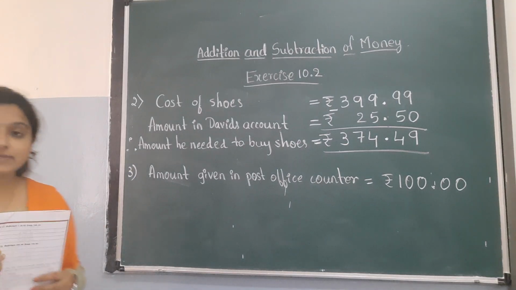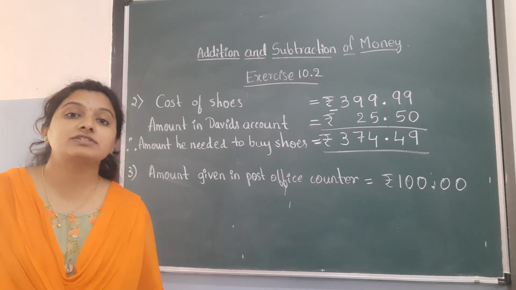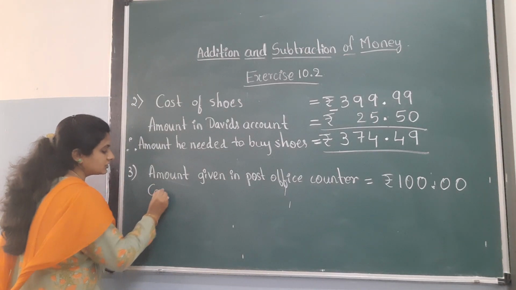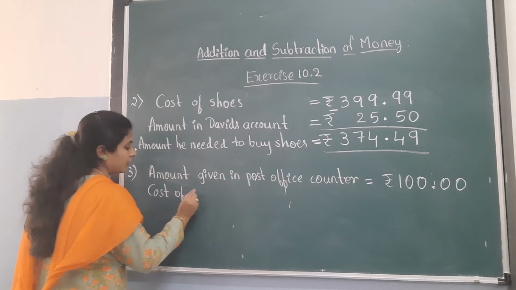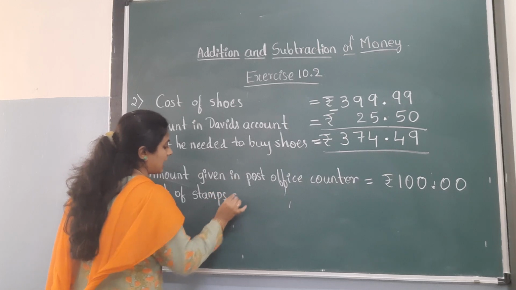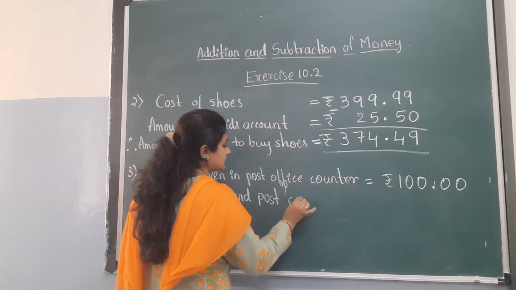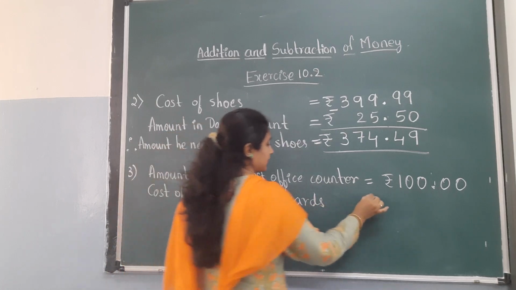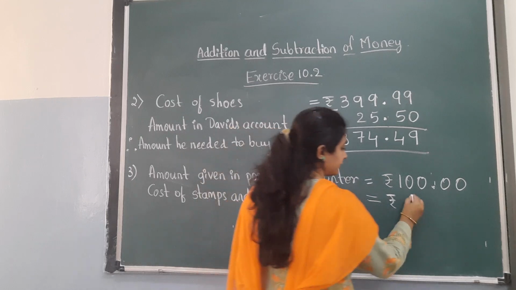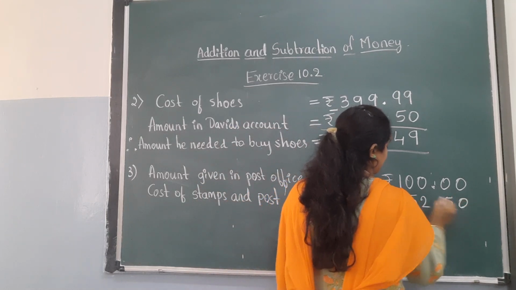So the next, 52 rupees 50 paise. What is that? That is the cost of stamps and postcards. Cost of stamps and postcards is equal to 52 rupees 50 paise.